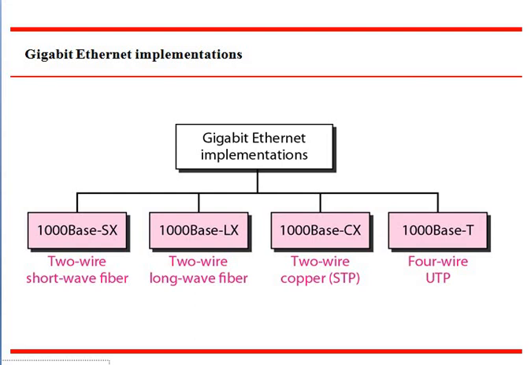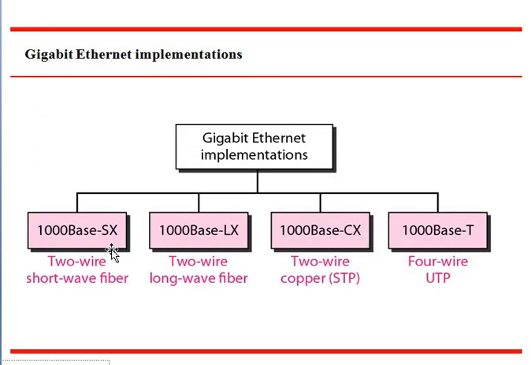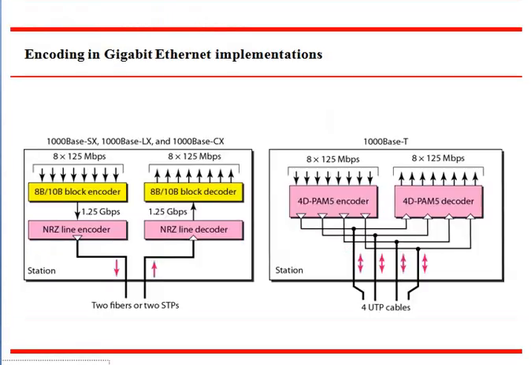Next we move on to the gigabit Ethernet implementation. We have divided it into 4. One is 1000BaseSX, 2 wire short wave fiber. The second one is 1000BaseLX, 2 wire long wave fiber. The third one is 1000BaseCX, 2 wires copper STP. And the fourth one is 1000BaseT, 4 wire UTP. These are the gigabit Ethernet implementations.